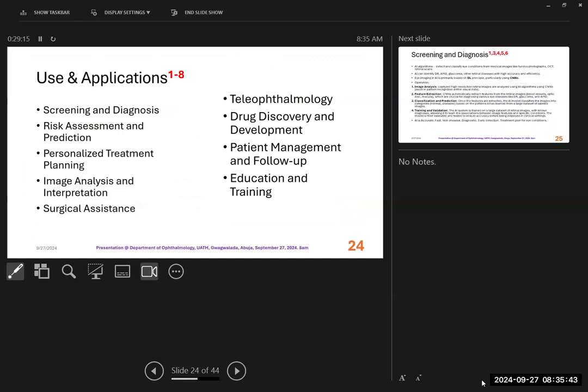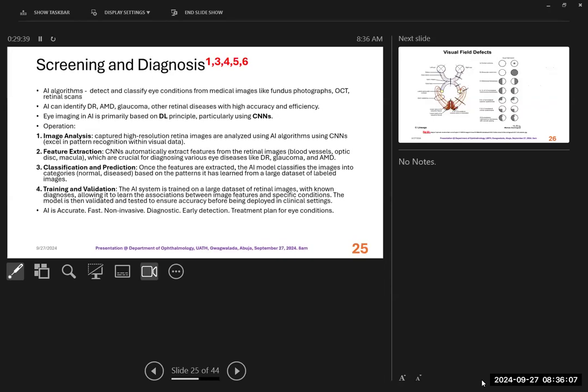Then let's look at the application. AI is being used for screening and diagnosis. It's possible now to use AI to screen. Then risk assessment and prediction, personalized treatment, image analysis and interpretation, surgical assistance, tele-ophthalmology, drug discovery, patient management and follow-up, as well as education and training.